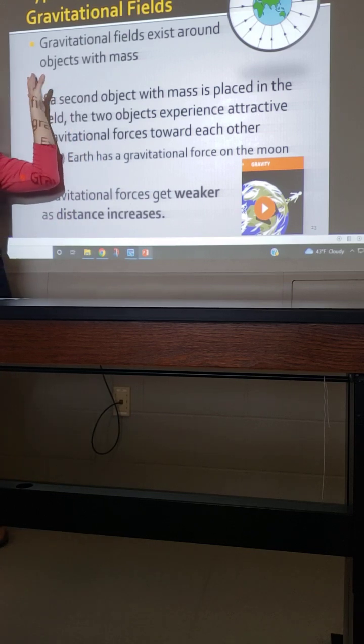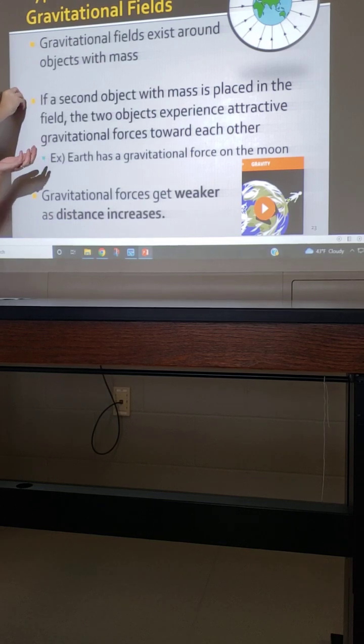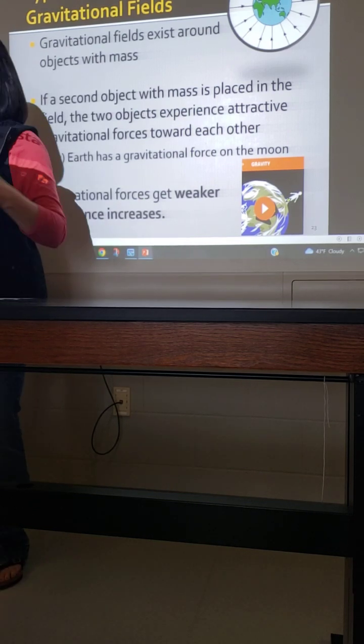Just like my magnetic board. Again, it's the easiest one to see, right? If I'm far enough away, that field of magnetism is still there, but it's not attracting my magnet. I have to get close enough to experience that.